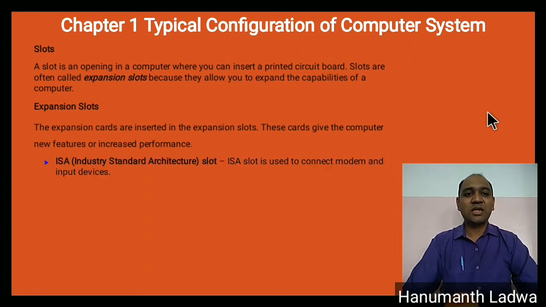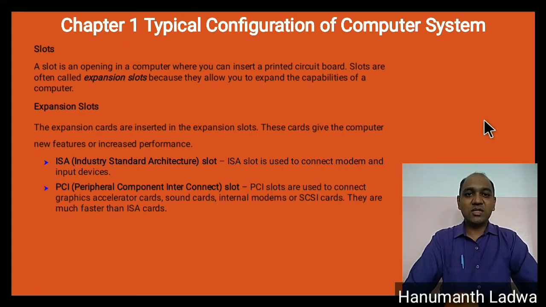There are various types of expansion slots. The first one is ISA, that is Industry Standard Architecture slot. This particular slot is used to connect modem and input devices. The next slot is PCI slot, peripheral component interconnect slot. PCI slots are used to connect graphics accelerator cards, sound cards, internal modems or SCSI, that is small computer system interface cards. These are much faster than ISA cards.